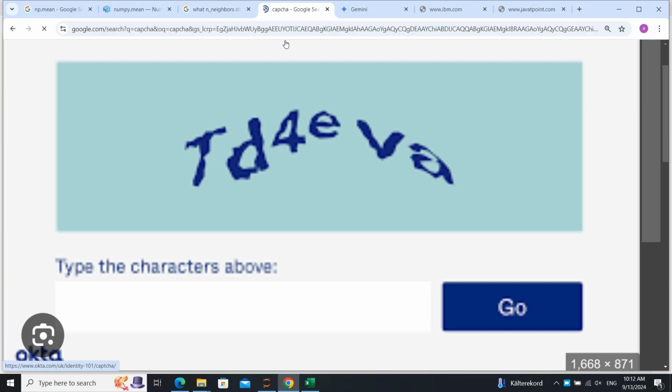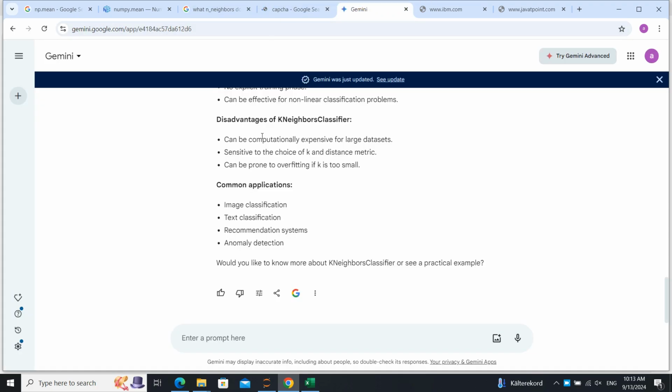What is the difference between this model and other models? In K-neighbors, every time the model predicts your data, it needs all the training data. But when you use linear regression or some neural network, it uses a matrix that it has learned, not all the data.